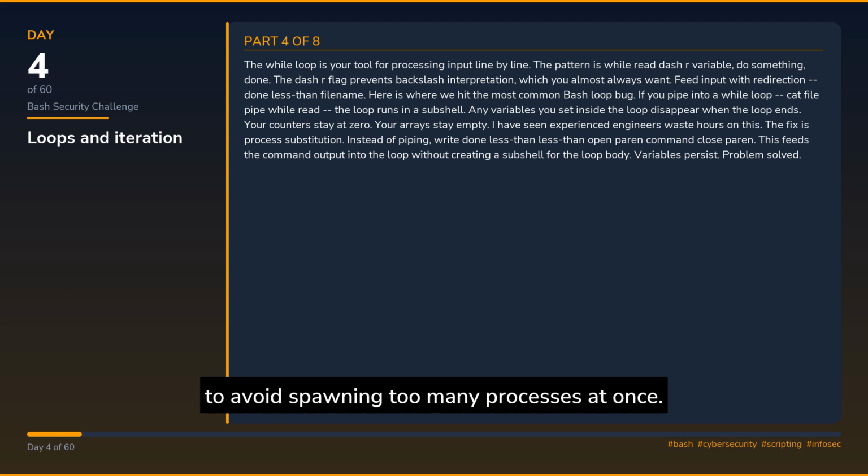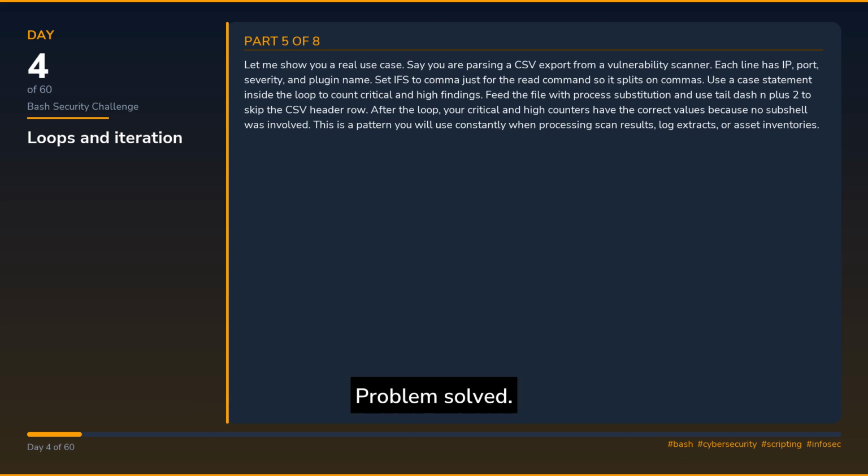The fix is process substitution. Instead of piping, write done < <(command). This feeds the command output into the loop without creating a subshell for the loop body. Variables persist. Problem solved. Let me show you a real use case.